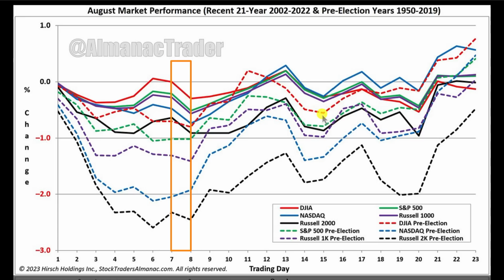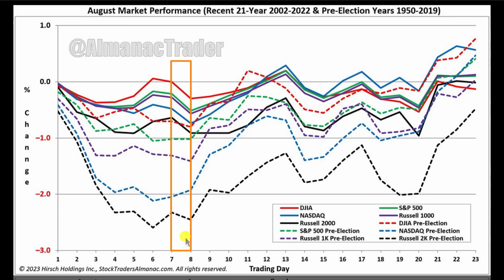We're going to take a look now at pre-election year seasonality. This is a chart by Almanac Trader, and I love his seasonality charts. You can see the dashed lines are known as pre-election years, which we are in, and then we have the regular years, the solid lines. And if you're looking at this chart and you're like, what does this chart even mean? This is the percent change over here on this axis, and then over here, we have the number of trading days.